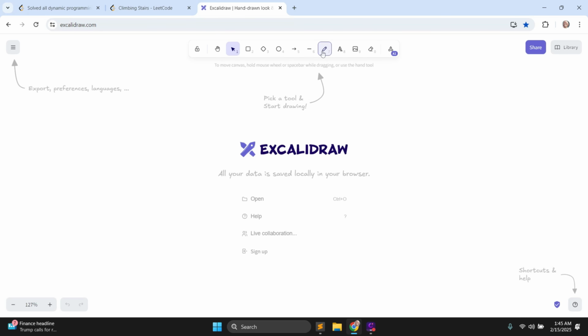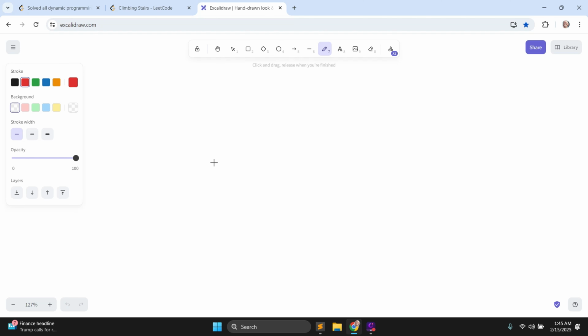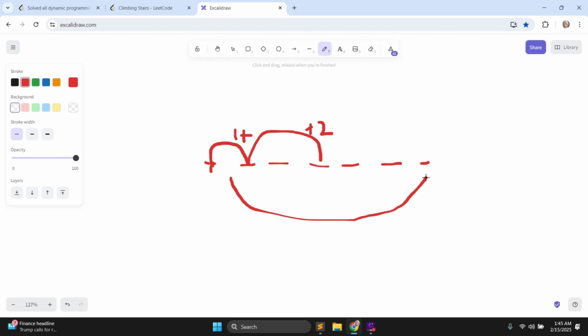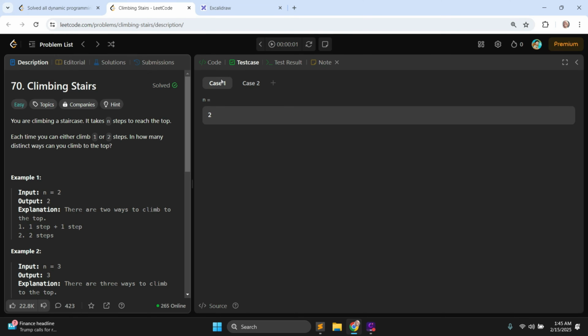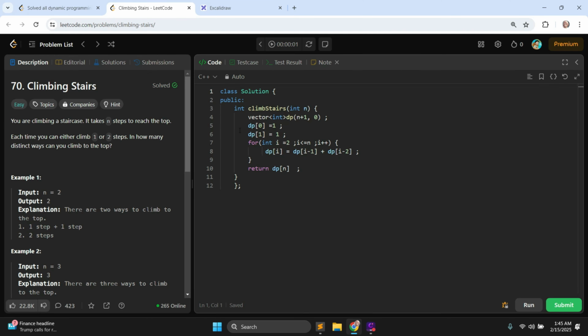Yes, from one point we can jump to either one point ahead or two points ahead. Okay, so we have to count the number of ways to reach the nth stair. Yes, that's what the problem statement is saying. Okay, so how can we solve it?